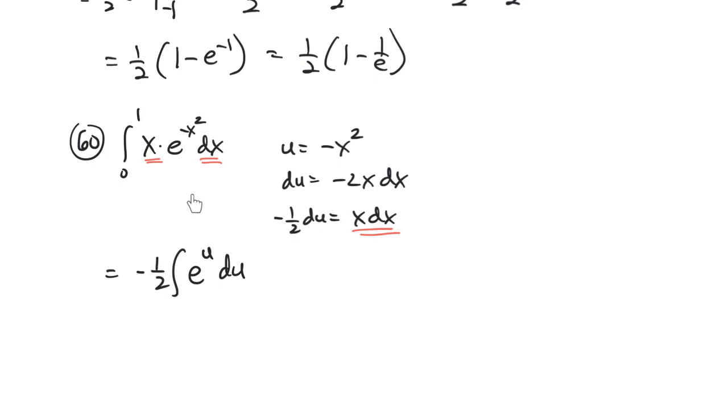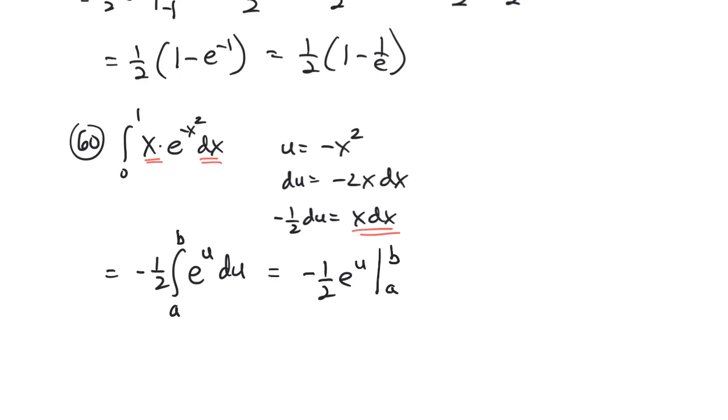And now what we're going to do, we're not going to change these limits, right? We're just going to say, you know what, I don't know what they are, but they almost certainly are not 0 and 1 anymore. So I'm just going to put these dummy limits in here. And now I'm just going to integrate this and get negative 1/2 e to the u from b to a.